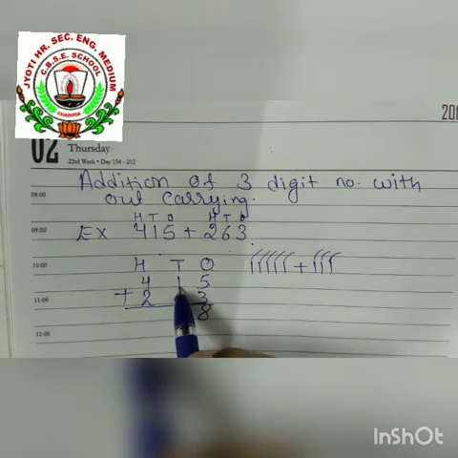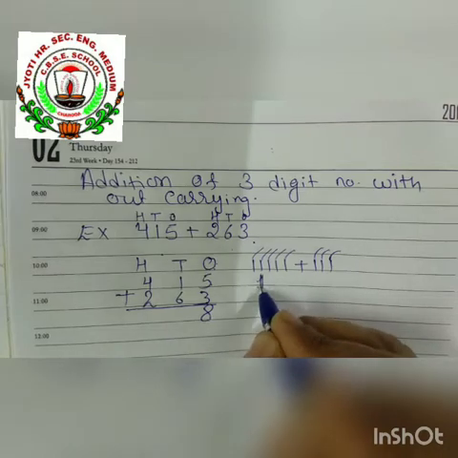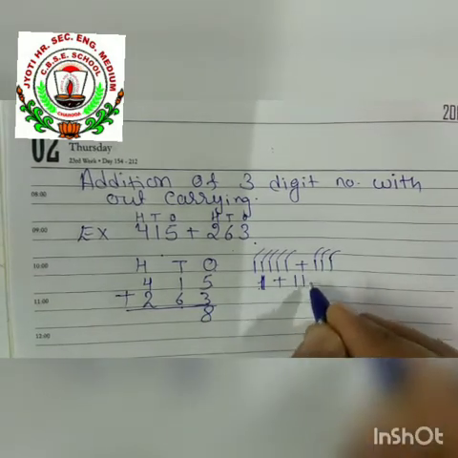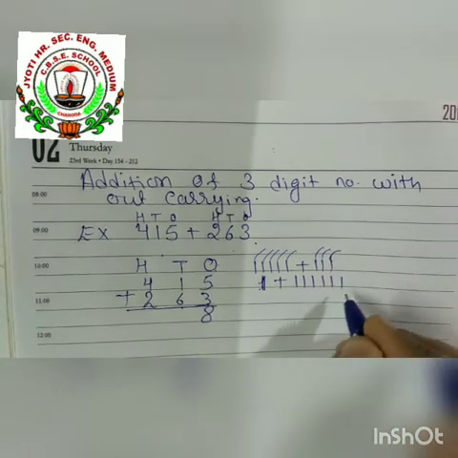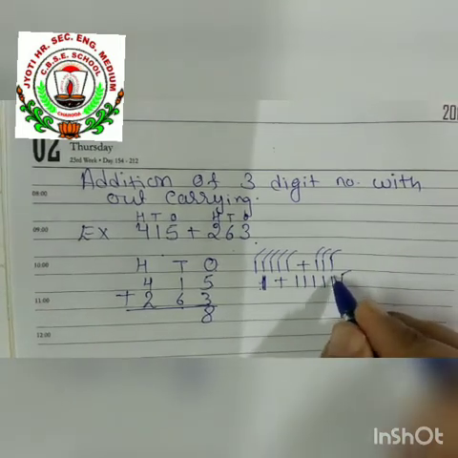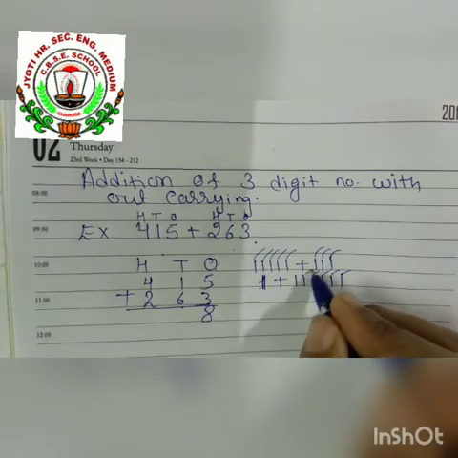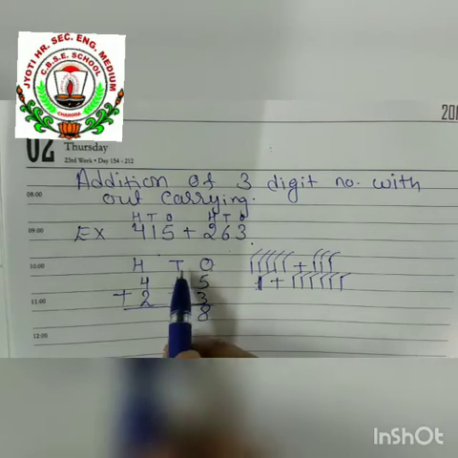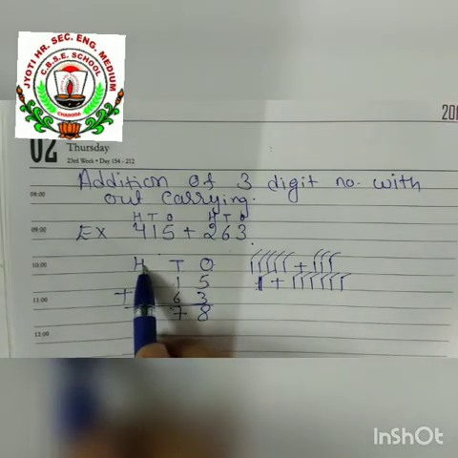How much is written in the tens place? It is written 1. Next, how much is written? 6. So, we will draw 6 lines. 1, 2, 3, 4, 5, 6. Now, how much will the total be? 1, 2, 3, 4, 5, 6, 7. So, 1 plus 6, how much did we get? 7. Now, after the tens place, we will add the hundreds place.